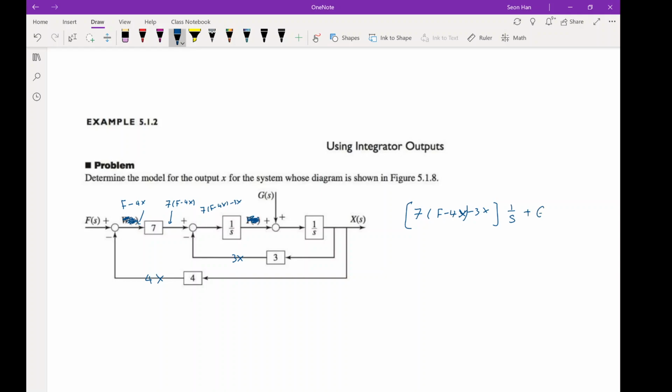And what do you do? You add it to g. Then after that, you multiply by 1 over s, you get a capital X. Now search for the input and output. You see x, g, f, and x right here. Every single term should have either input or output. So what's your goal? You solve for x.